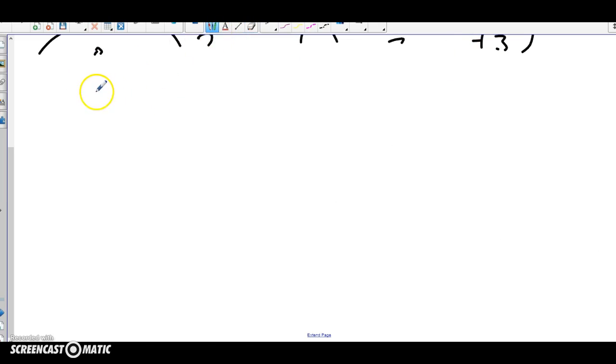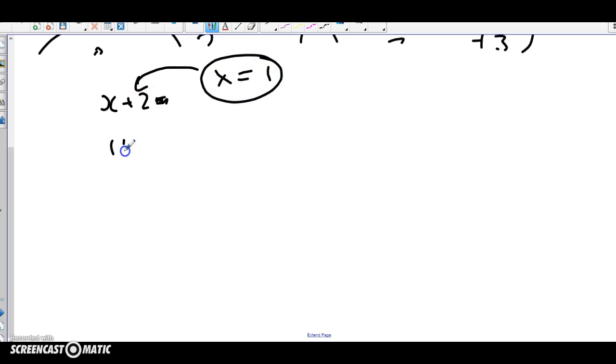But if I have something like this, evaluate something. So if I have x plus 2 as my statement, and I want to find this when x is equal to 1, what you do is anywhere you have an x, you put a 1, so it would be 1 plus 2, which is 3.